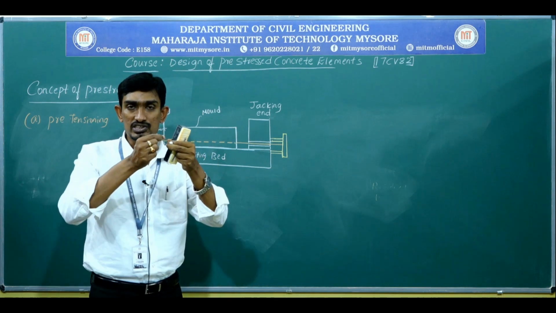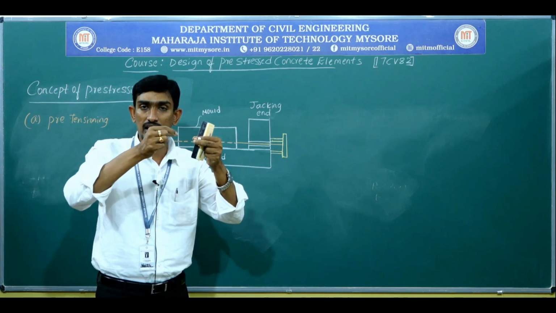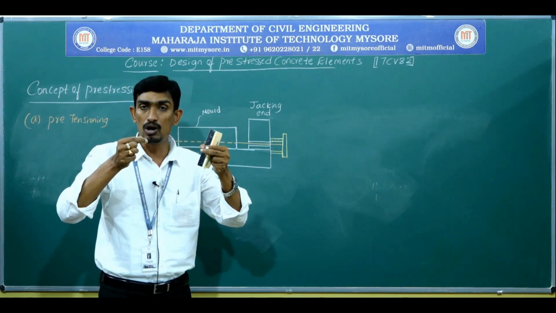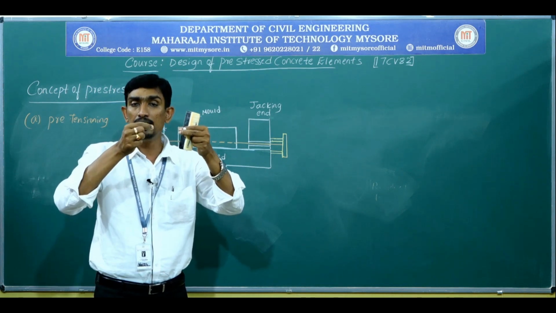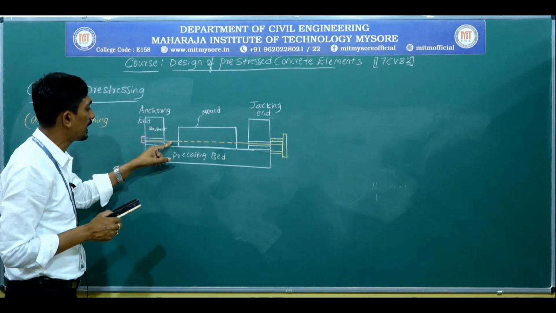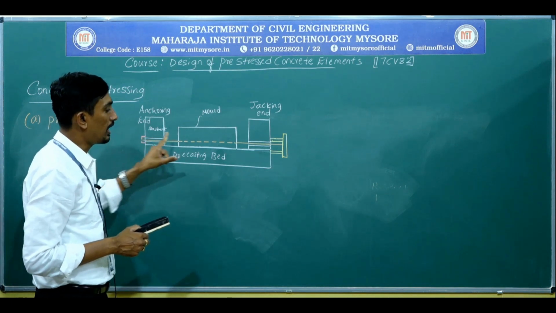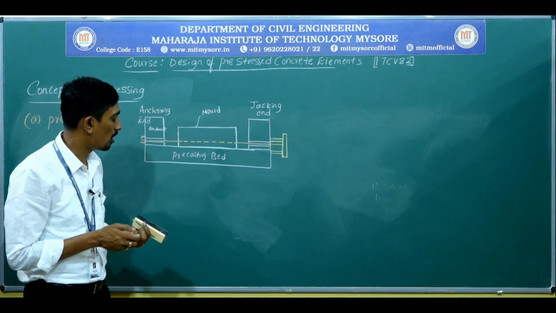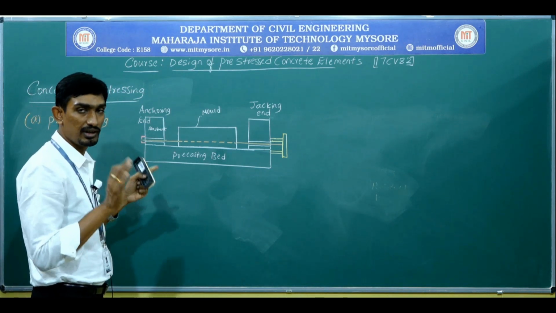So that it will be stretched further. By rotating the jacking end, it will stretch the reinforcement that has been placed inside the mold; that reinforcement will expand and be elongated. Next, whatever has been stretched will be anchored at one end, and the other end will be anchored here. After doing all this, the tendon has been stretched and anchored.